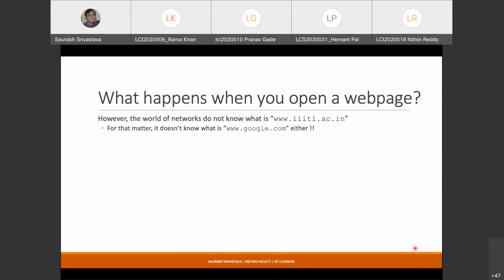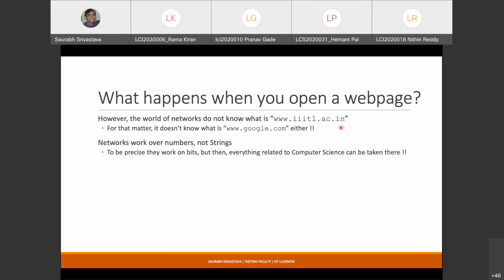So a lot of networking goes along in the background. For example, let us say you just want to open up the page www.iitl.ac.in slash whatever it is. The issue is computers and networks, and computers in general, don't really know what this particular string means. We've seen during the first few lectures of ITP that computers really are not that well accustomed with strings. They basically work on zeros and ones.